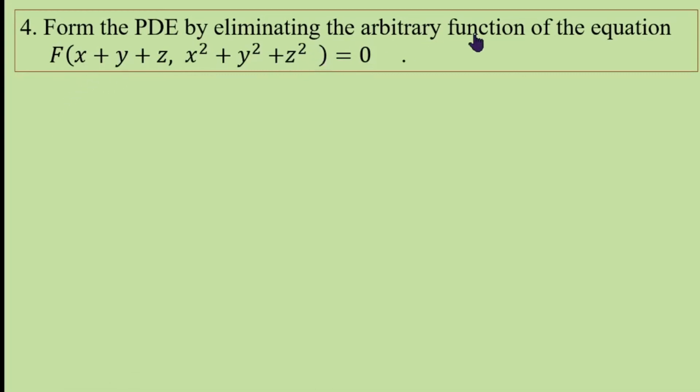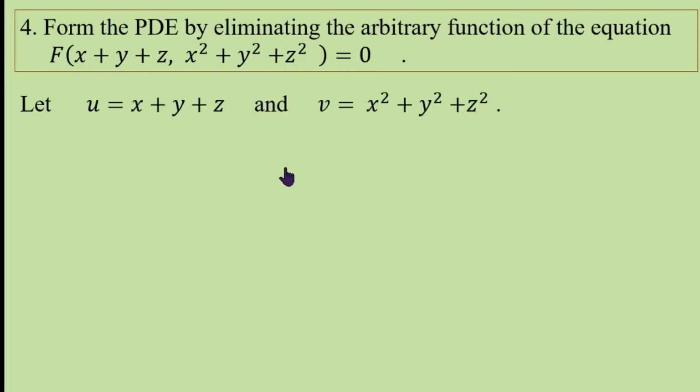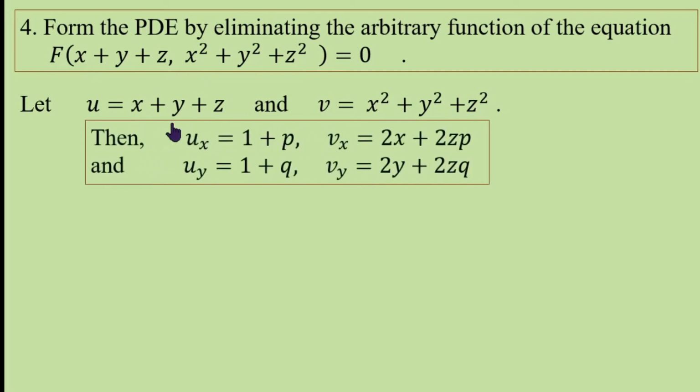Form the PDE by eliminating arbitrary functions of the equation f of x plus y plus z comma x square plus y square plus z square equal to 0. So very simple. Clearly u is x plus y plus z and v is x square plus y square plus z square. Differentiate partially with respect to x, 1 plus p.